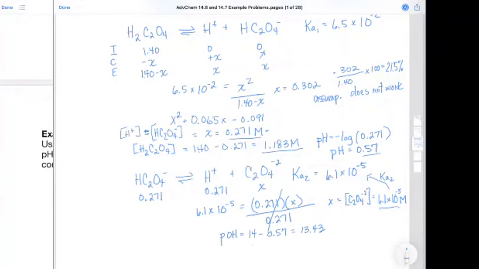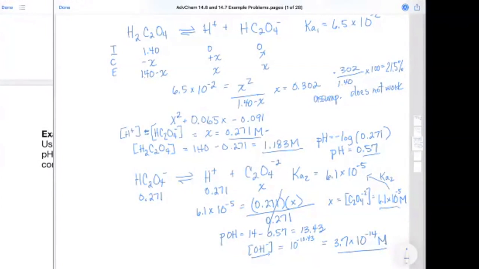And then to find the OH concentration, we would do 10 to the negative 13.43. And I'm not sure. Oh, yes, I did. 3.7 times 10 to the negative 14th is the OH. So now I've figured out all of the species of my equation, concentrations of, and so forth.